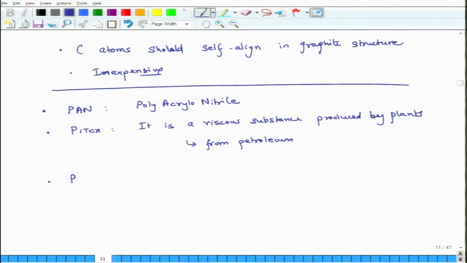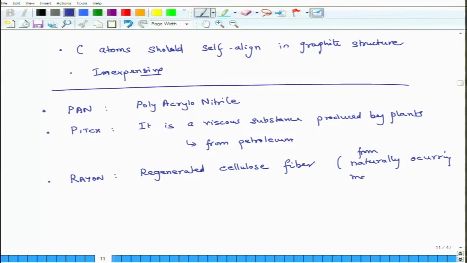And the third important one is rayon. Now, several of you may have heard of it. It is an organic fiber, and what is it made from? It is basically regenerated cellulose fiber. What is cellulose? It is there in all plant cells. The covering of those plant cells is made up of cellulose. So, it is regenerated cellulose fiber, and it is produced from naturally occurring materials.